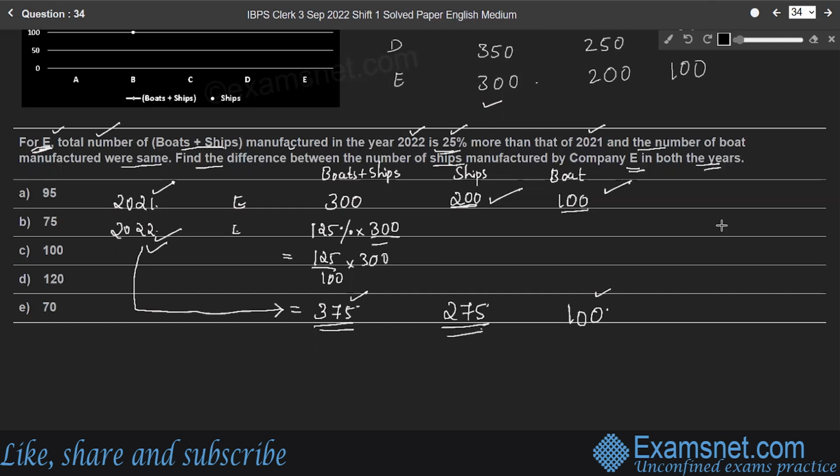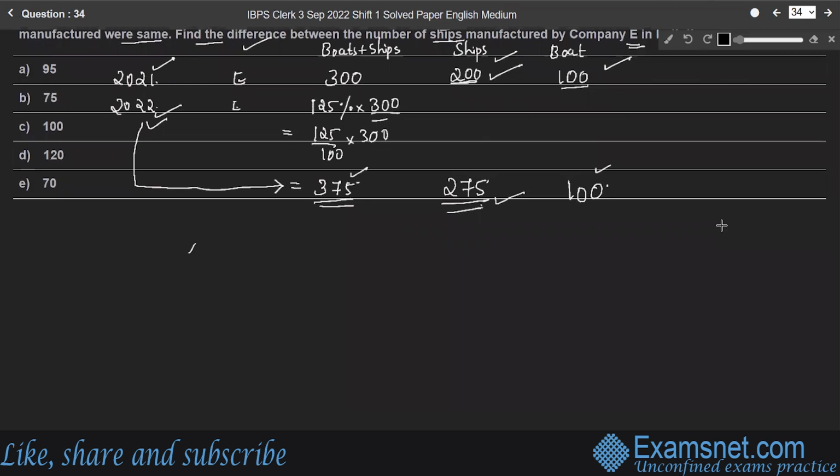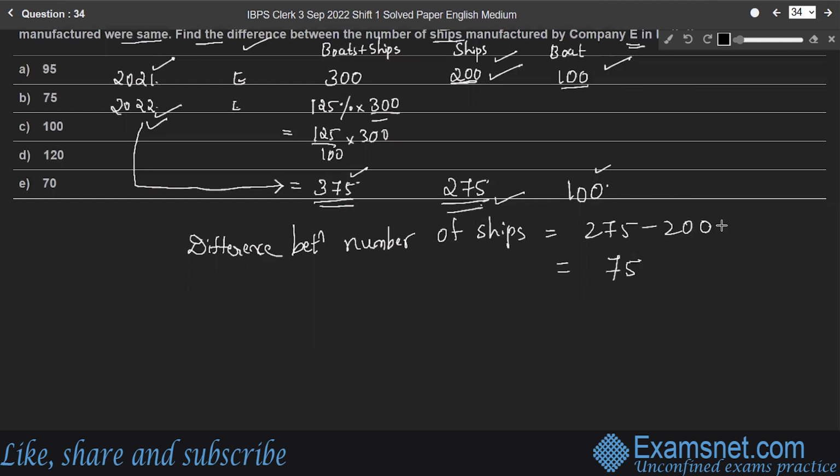Right? So here we need to find the difference between number of ships manufactured by E in both the years. Therefore, difference between number of ships is equal to 275 minus 200, right? Which is 75. So that means in 2022, company manufactures more number of ships compared to 2021. Therefore, the difference is 75. Hence, option B.